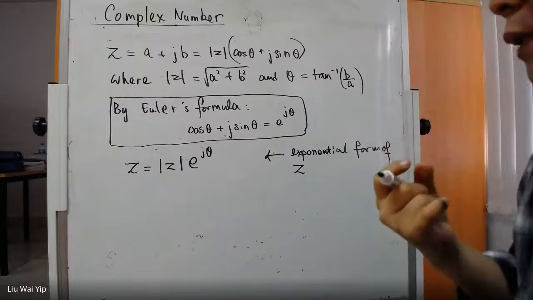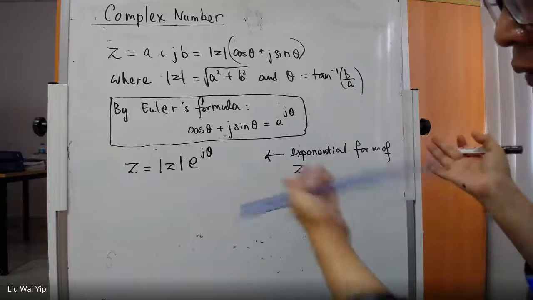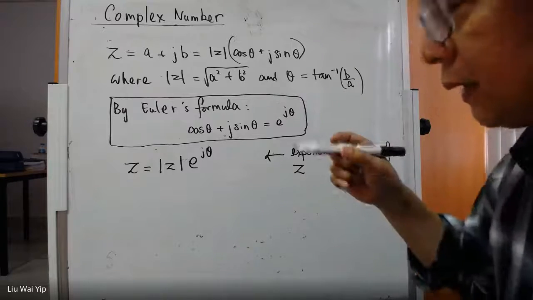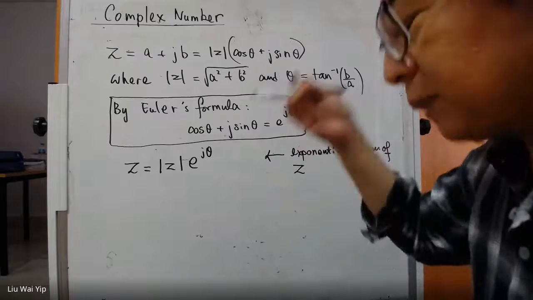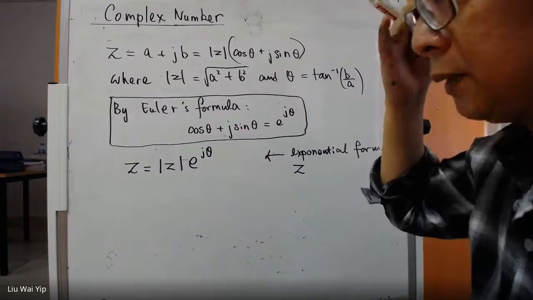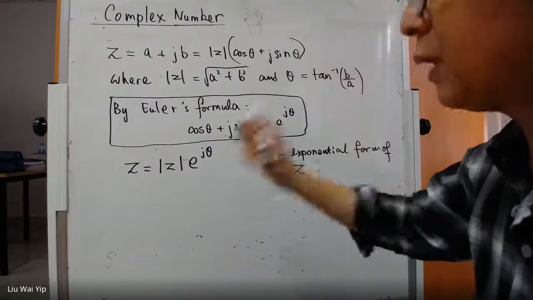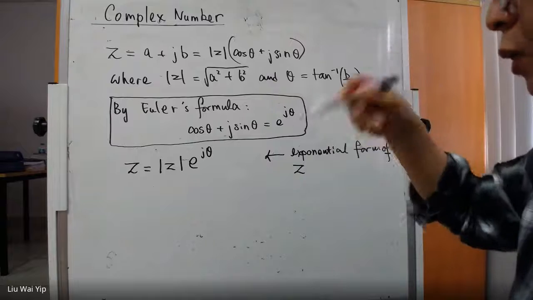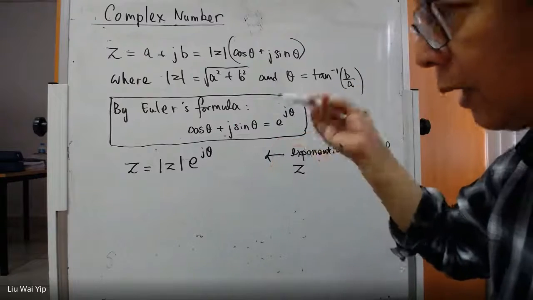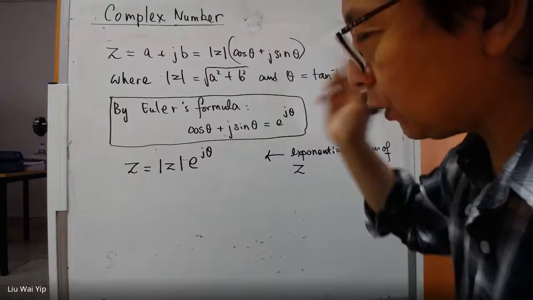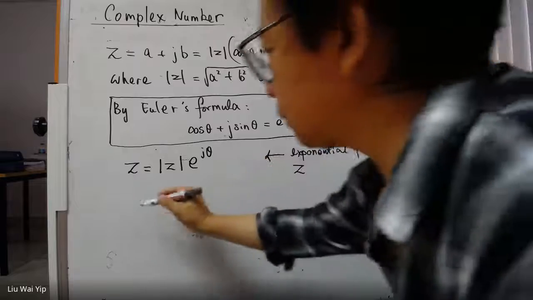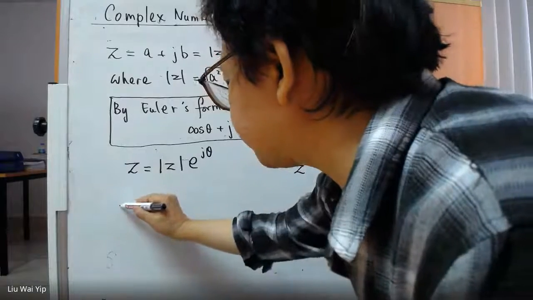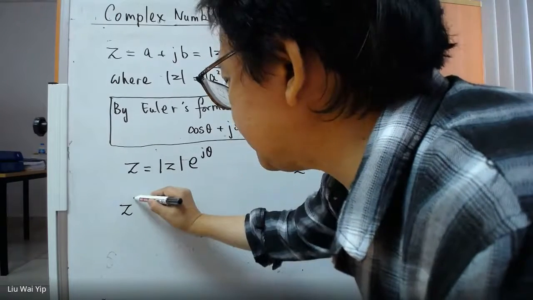Now, why do we need to learn this property? The answer is we need to manipulate complex numbers, and without Euler's theorem, you can't do that. So I'm going to demonstrate how to do this. The first thing that we want to do is Z to the power n.